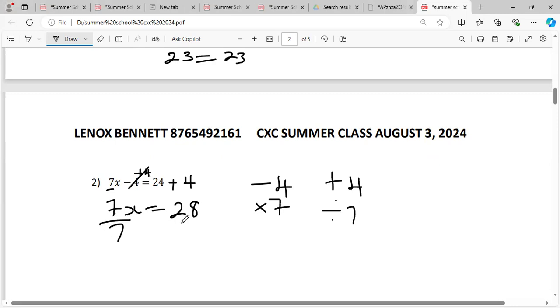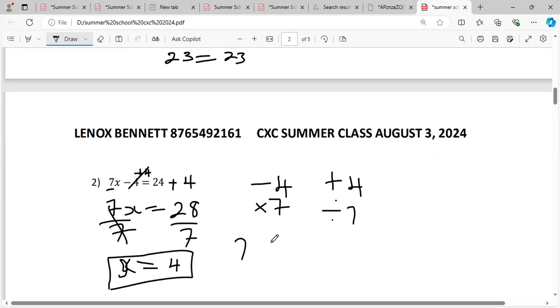Too easy, don't it? Too easy. And then of course, 7 cancels 7. So you have 1x, because that's what they really asked you to find. 28 divided by 7 is 4. So the value of x would be 4. And again, we can check: 7 times 4 minus 4. 7 fours is 28. If we subtract 4 from that, boom. That equals 24 for real.